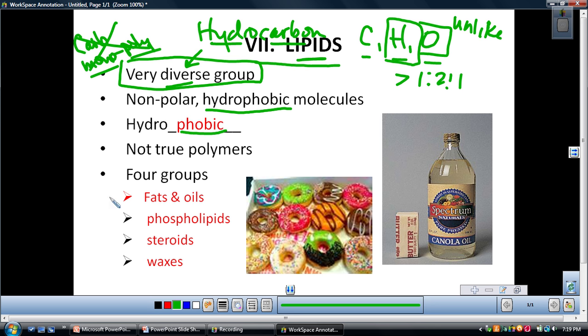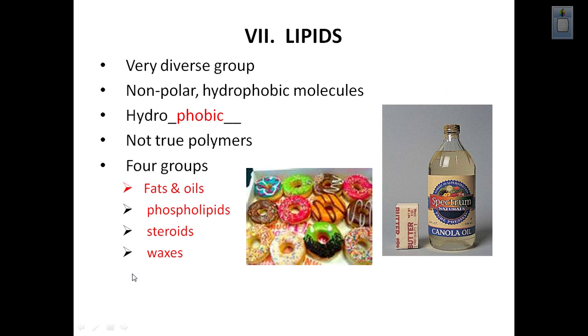In fact, if you look down here at the examples, there are 4 different groups of lipids. We've got fats and oils, which you've probably heard called triglycerides. Triglyceride is what fats and oils are referred to. We've got phospholipids, steroids, and waxes. Those are the 4 main groups of lipids, and like I said, they are not true polymers. They have a different arrangement, but we can say that lipids contain carbon, hydrogen, and oxygen in a much greater ratio than a 1 to 2 to 1, which is what we saw in the carbohydrates. So that's kind of our intro.